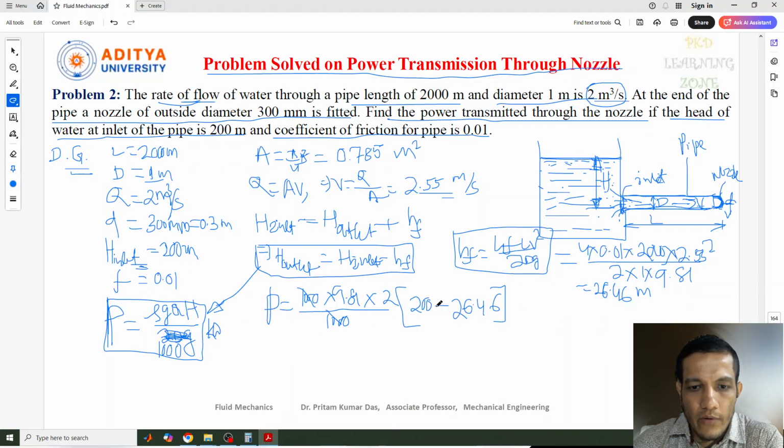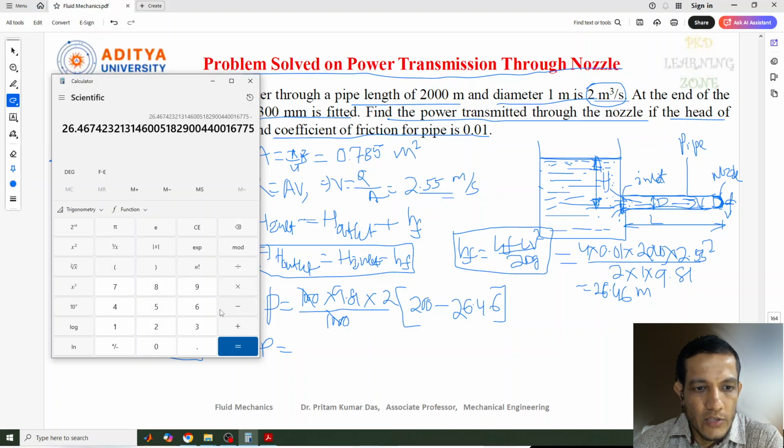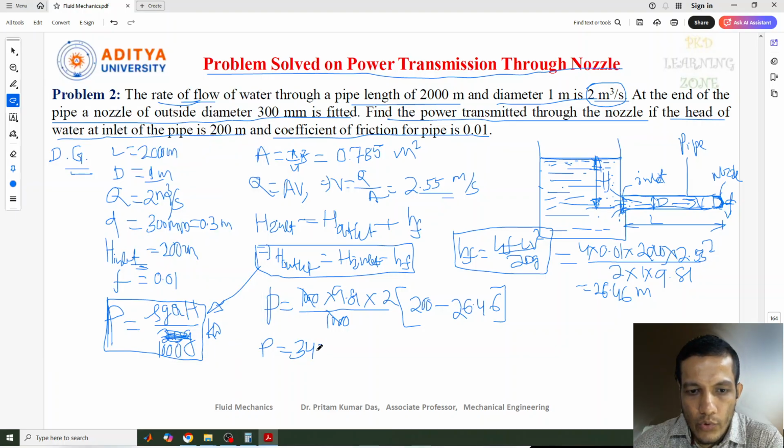Okay, now this one we need to multiply with this. So P equal to, so this much, 200 minus 26.46, let's write, 173. 173 multiply 9.81 into 2, 3404.7. 3404.7 kilowatt. This is our final answer. Okay, this is the power transmitted through the nozzle here.